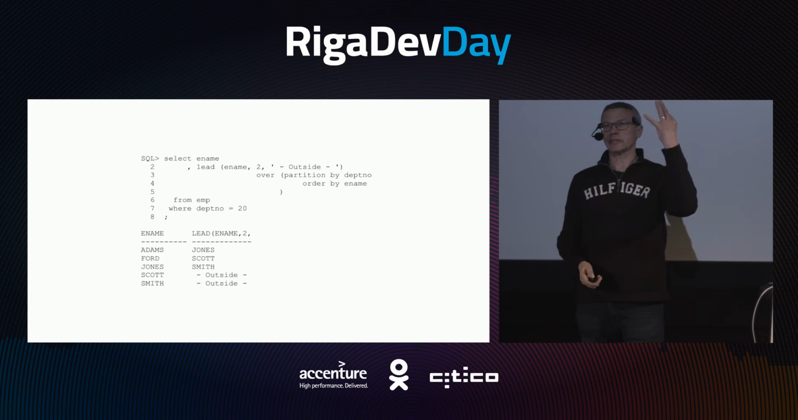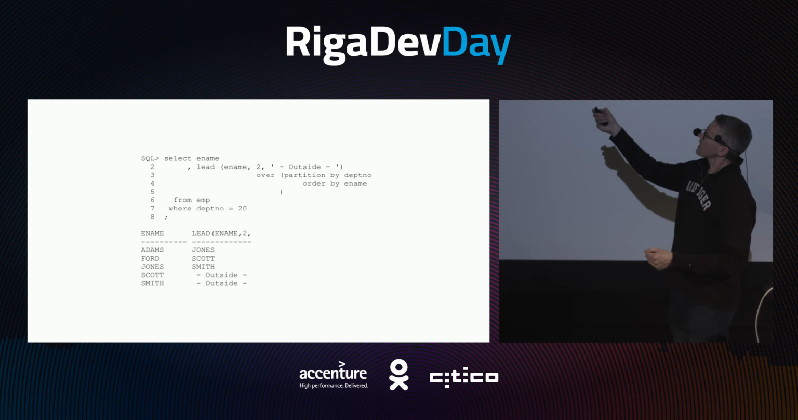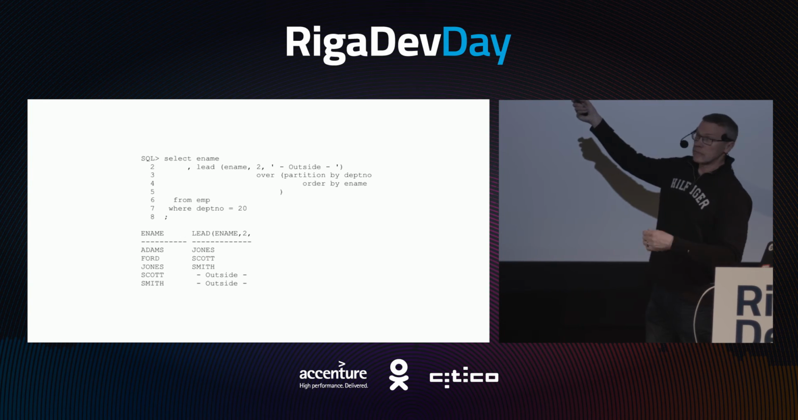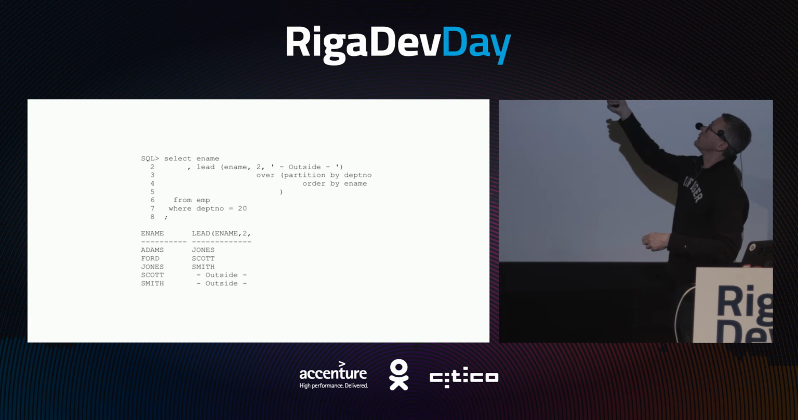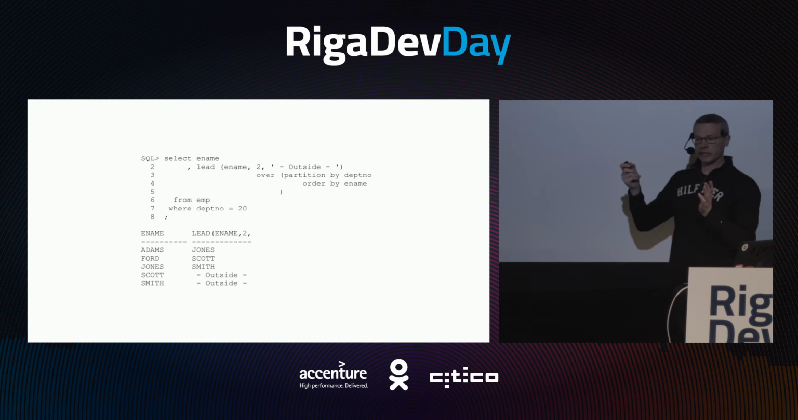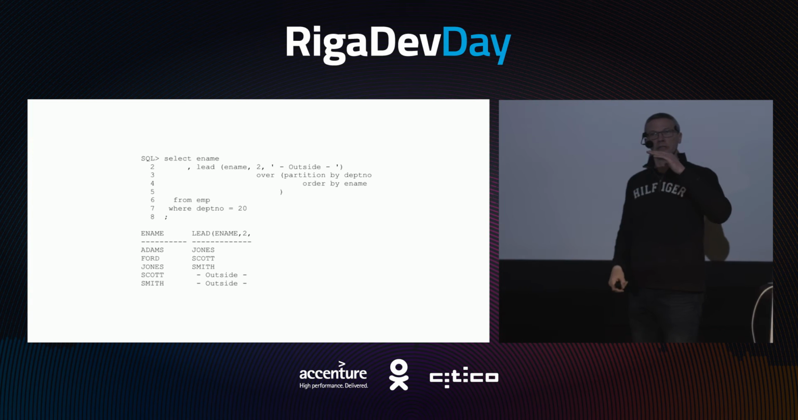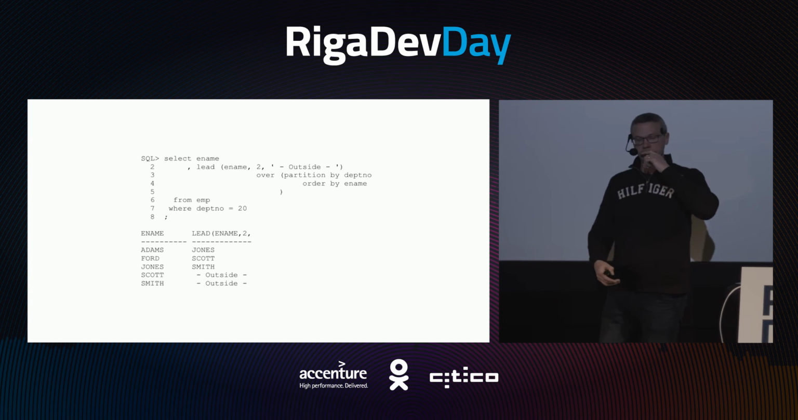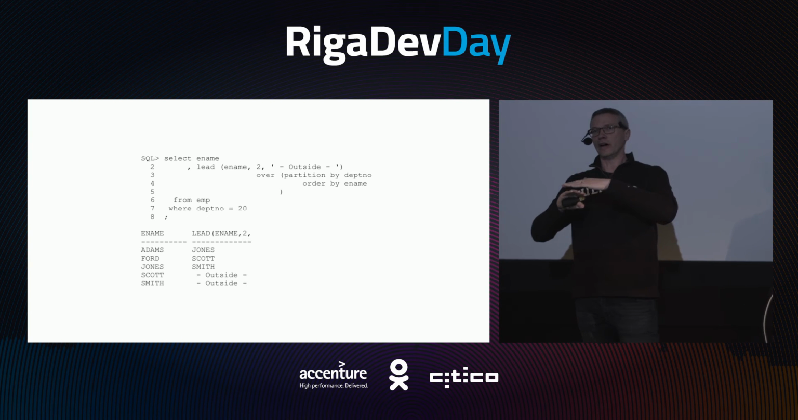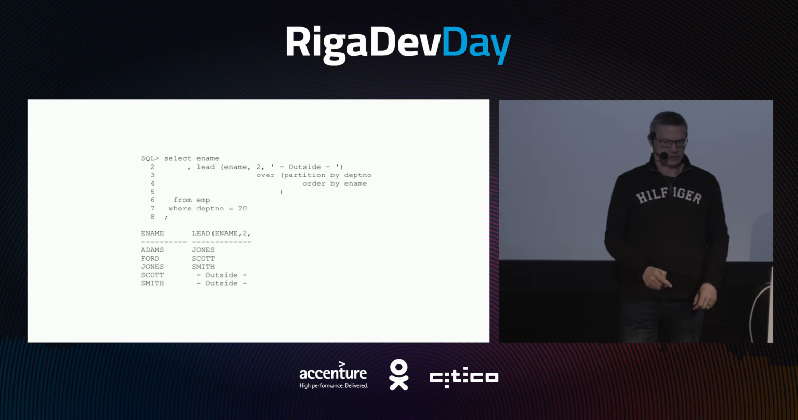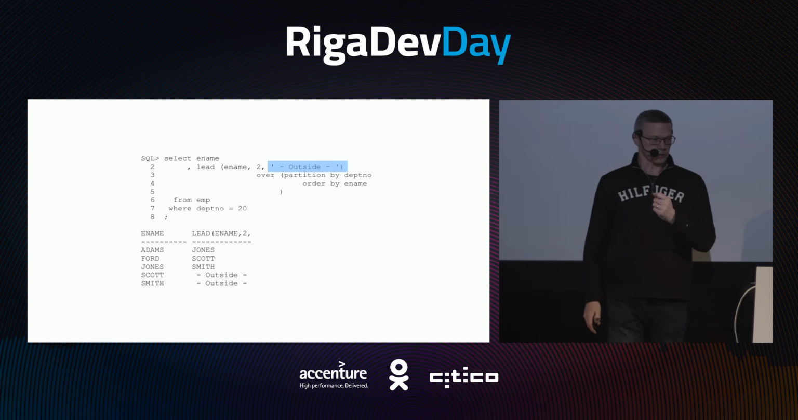There's a third argument for that LEAD function. I want to see the name offset by 2 rows, and if it's pointing outside the partition, show me this string. And now you can distinguish between pointing outside of the partition and the null that could be in the next row. Okay, so that's the third argument.